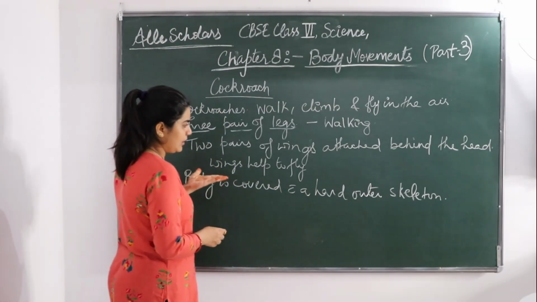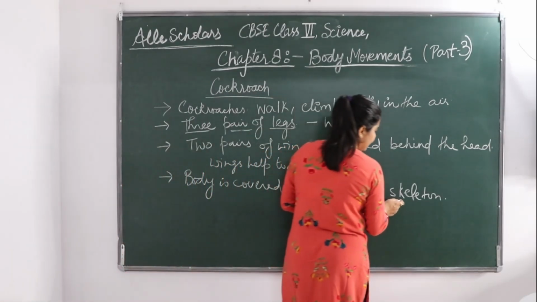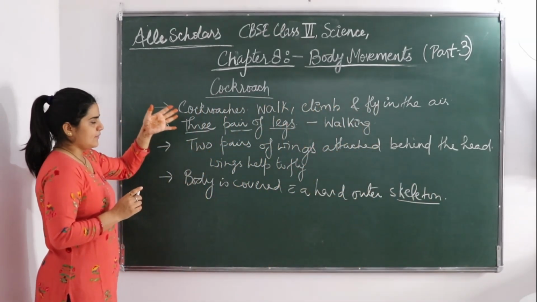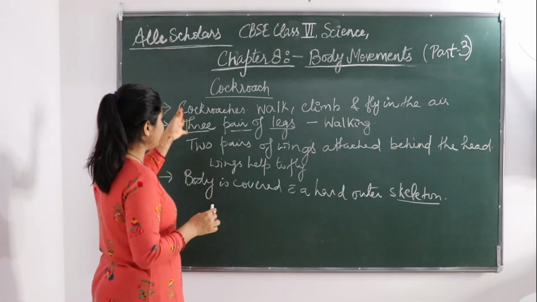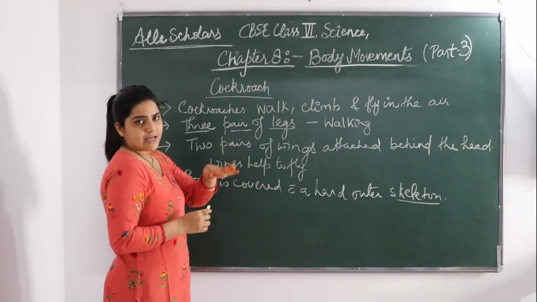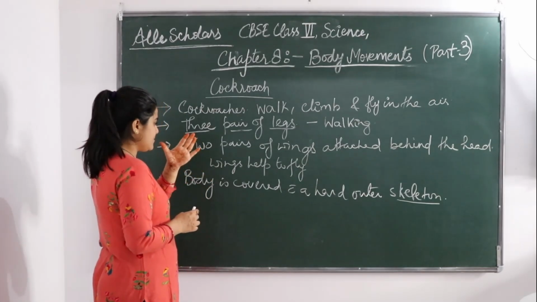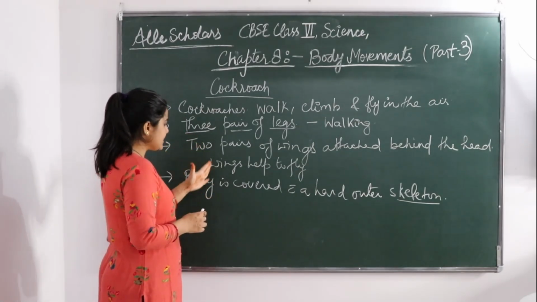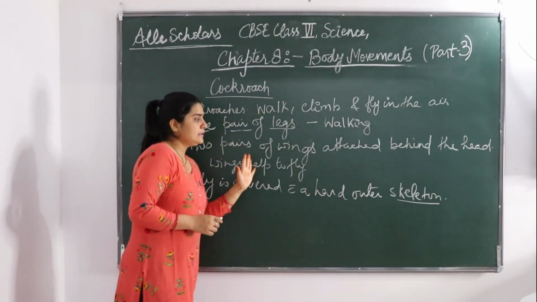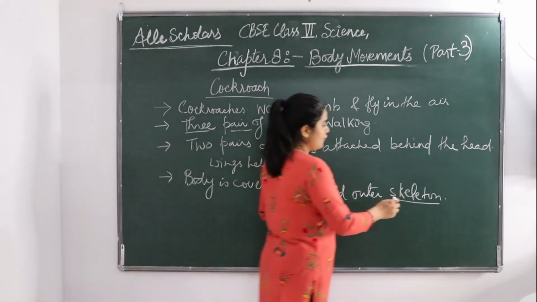तो हार्ड आउटर स्केलेटन है, इन स्केलेटन की वजह से इनमें मूवमेंट्स होते हैं. So cockroaches can walk, climb and fly. They have got 3 pairs of legs which help in walking, 2 pairs of wings attached behind the head which help them to fly. Body is covered with the hard outer skeleton which helps in the movement.